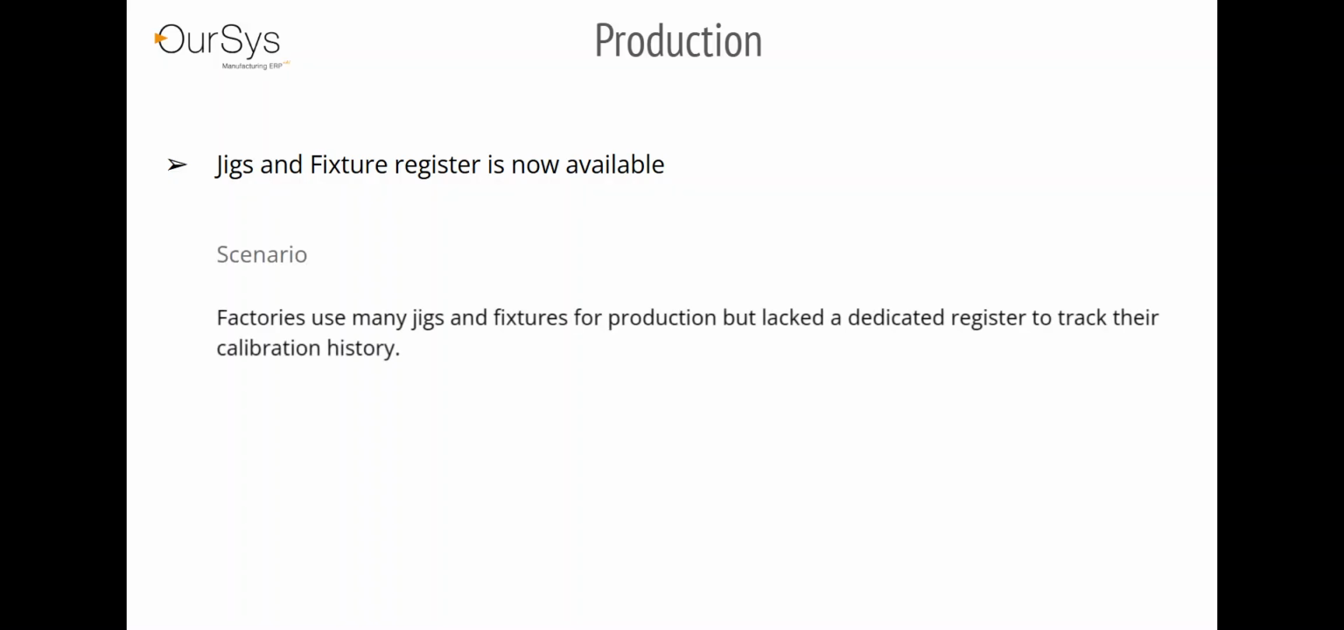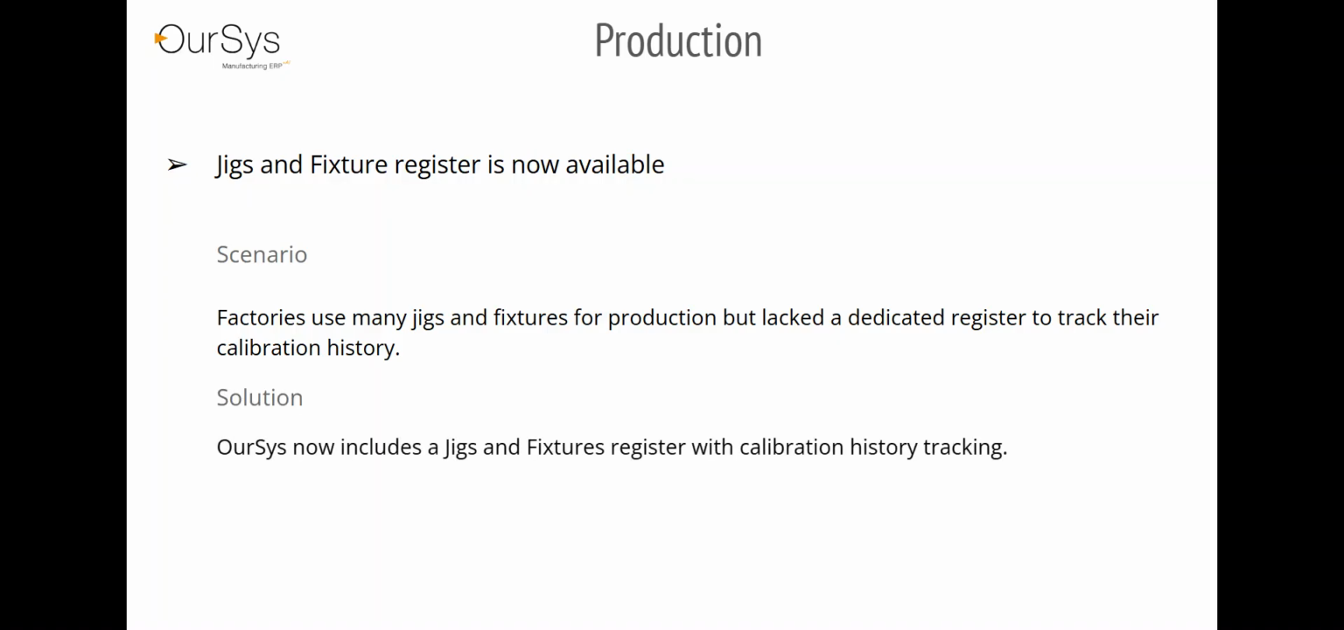Moving to the next, jigs and fixture register is now available. The factory uses many jigs and fixtures for production. Before, there was no specific register or master record to keep track of their calibration history. So OurSys now offers an option to create a jig and fixture register and keep track of their calibration history.